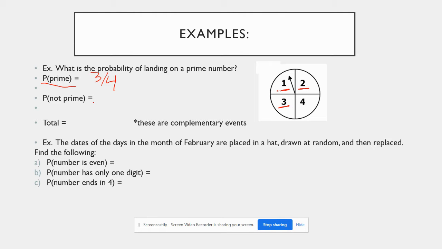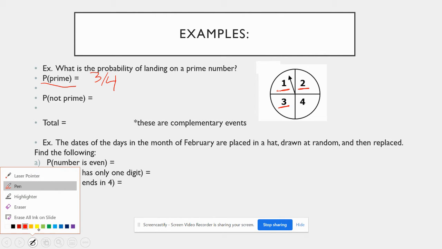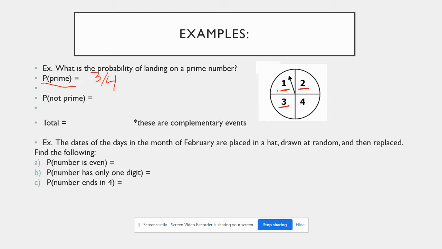The probability that it's not prime then, remember, can be divided by more than 1 and itself, and that's 4. It can be divided by 1, 2, or 4, and there's only one of those. So 1 desired outcome out of 4 possible outcomes. If I added these probabilities together, 3/4 plus 1/4 is 1 whole. And that means that these are complementary events, having a prime number and a not prime number.